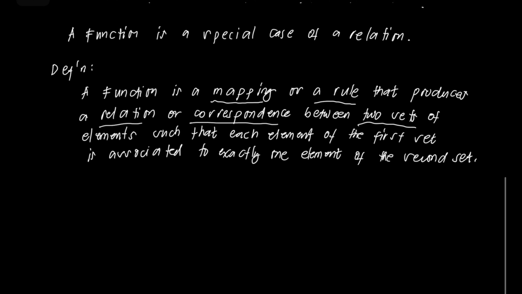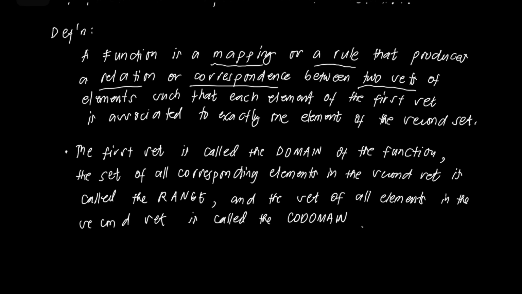That mapping produces a relation or correspondence between two sets of elements, and with this characteristic, the first set is called the domain of the function. The set of all corresponding elements in the second set is called the range, and the set of all elements in the second set is called the codomain. There is an emphasis here on the corresponding elements that make up the range, while the set of all elements does not necessarily have a correspondence with the first set, and that set is called the codomain.